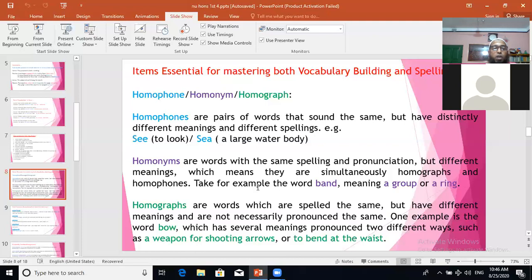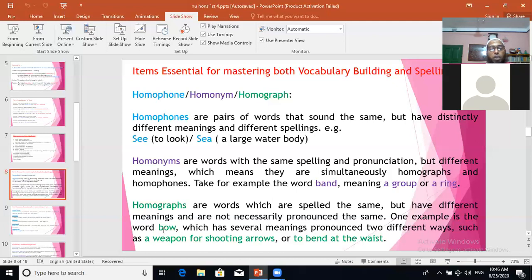In the dictionary, if you look up, you try to find this type of words. Now, what are homographs? Homographs are words which are spelled the same but have different meanings and are not necessarily pronounced the same. One example is the word bow, which has several meanings pronounced two different ways. So B-O-W is a word with two different pronunciations and two different meanings. Spelling is the same, but sound is not the same. Try to remember, homographs means same word, but pronunciation is different.